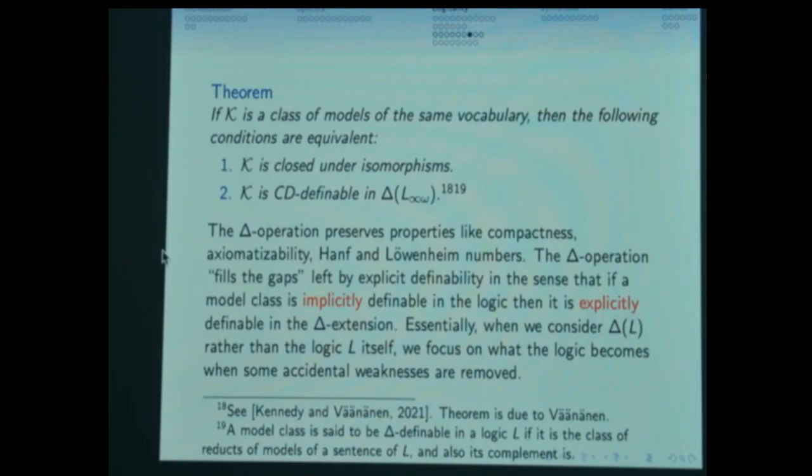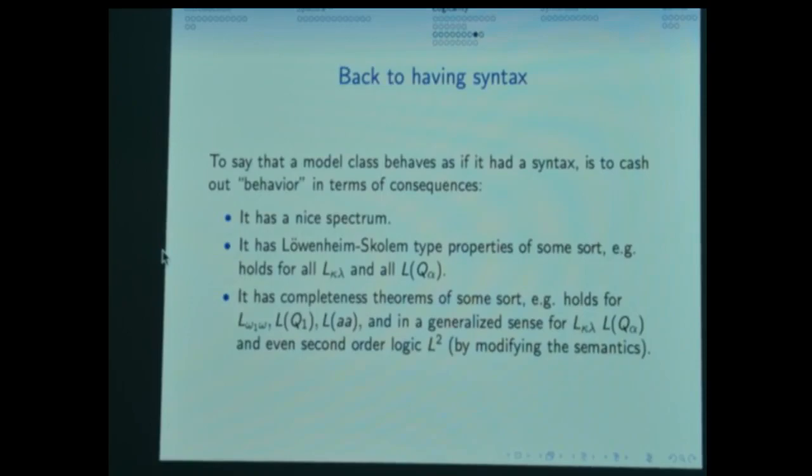But essentially, when we consider the delta closure of a logic, we focus on what the logic becomes without some accidental weaknesses. Just a definition for now: a model class is said to be delta definable in a logic L if it's a class of reducts of models of a sentence of L, and also its complement is. Okay, so back to having a syntax.